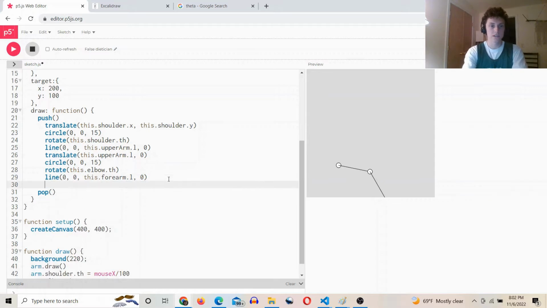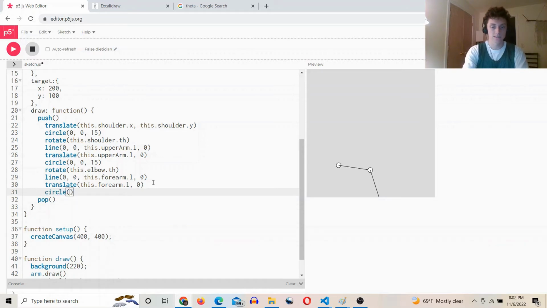And then the next thing we're going to do is translate from the elbow out to the hand. So translate, and again we've rotated already, so our x-axis is pointing towards the hand, so we just need to move in the x direction by this.forearm.L and 0 for the y, and then we can draw our hand.